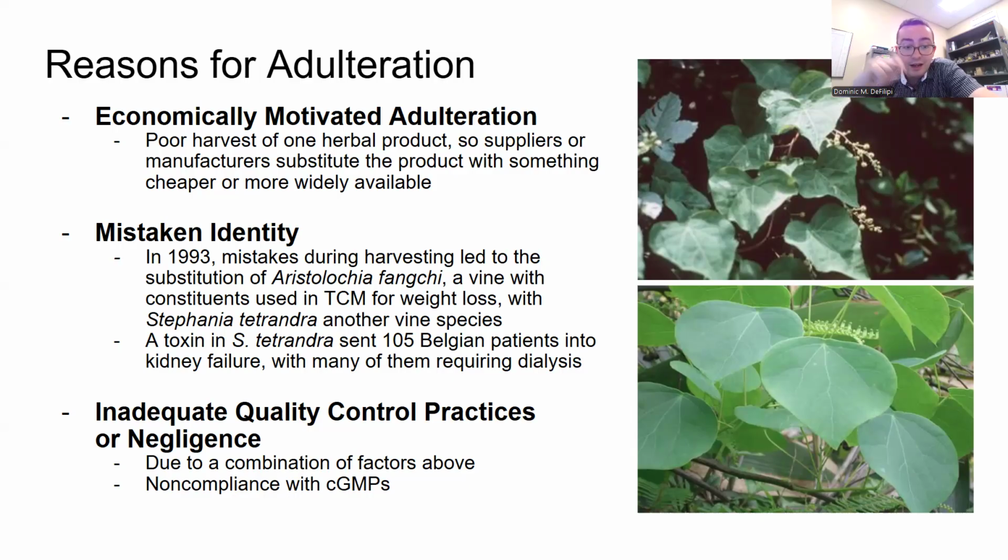The toxin in S. tetrandra sent about 105 Belgian patients into kidney failure, with many of them requiring dialysis. And thank goodness that the Belgians caught on really quickly and pulled the contaminated lot from the market before it got much, much worse. But these things can happen where plants are just mistaken for one another, sometimes with deadly consequences. And then, of course, we can also have inadequate quality control practices or negligence. And that can be due to a combination of the economic or mistaken identity factors that I already mentioned, and then non-compliance with current good manufacturing practices.